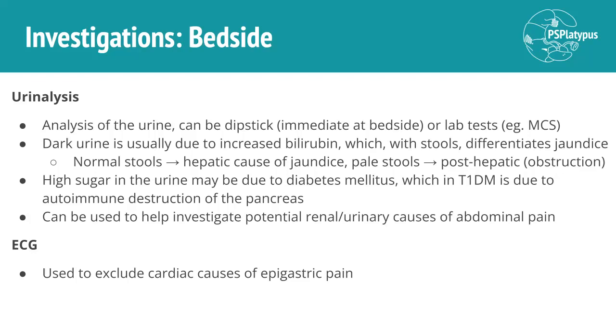And also if you have epigastric pain, so that upper region of your abdomen, then a heart attack could actually be causing that pain, and or some other cardiac cause, because the heart is relatively close to the abdomen. So you can use an ECG to eliminate or reduce the likelihood that you're thinking of that and you're thinking more of a gastrointestinal problem.